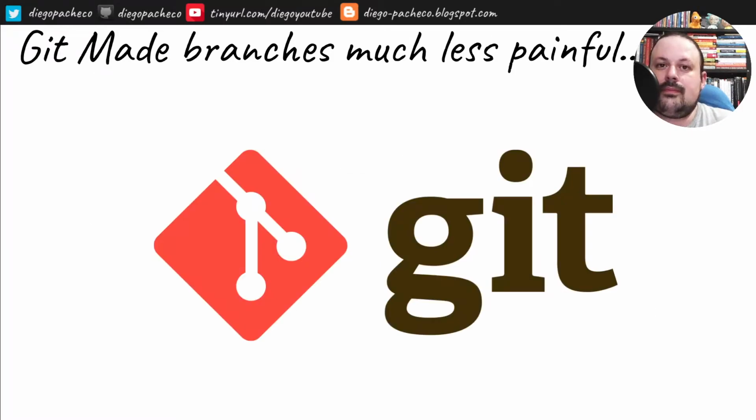So Git made branches much less painful. Before Git, working with branches was much more complicated and hard. So basically, the tooling evolved a lot, and that made every developer's life easier. That's a fact for sure.